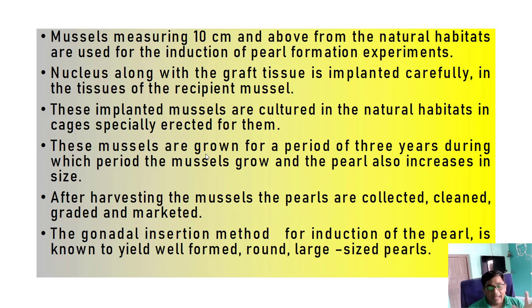Okay, and these mussels are grown for a period of 3 years, during which period the mussels grow and the pearl also increases in size. We have just discussed the pearl culture in our previous lecture. So same here, we have to grow these mussels for up to 3 years for a good quality pearl. Okay, and after harvesting the mussels, the pearls are collected, cleaned, graded and marketed.